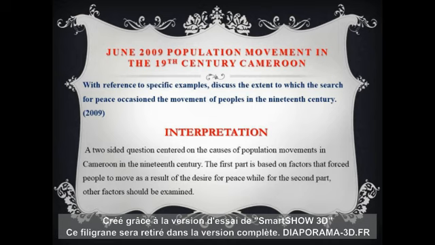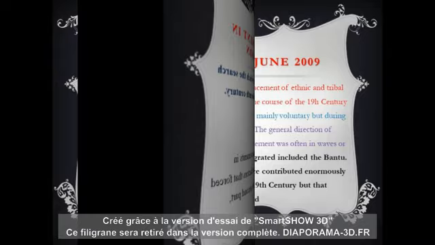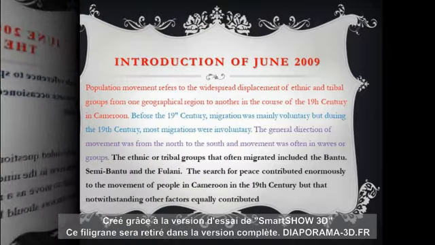Now, with the introduction, you need to identify the key terms. When you identify the key term, you define that key term. After defining the key term, you give the historical background of that particular question. Then you give the general direction and examples of tribes. Then you link your question to the answer. What am I trying to say?